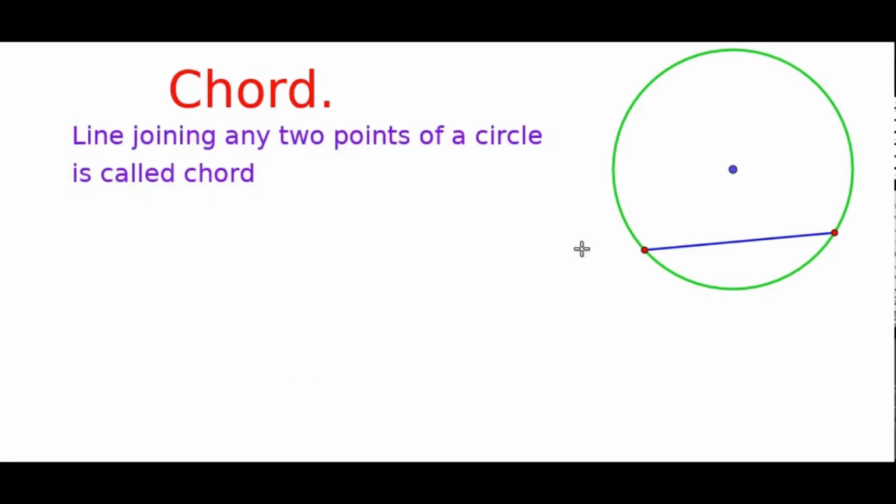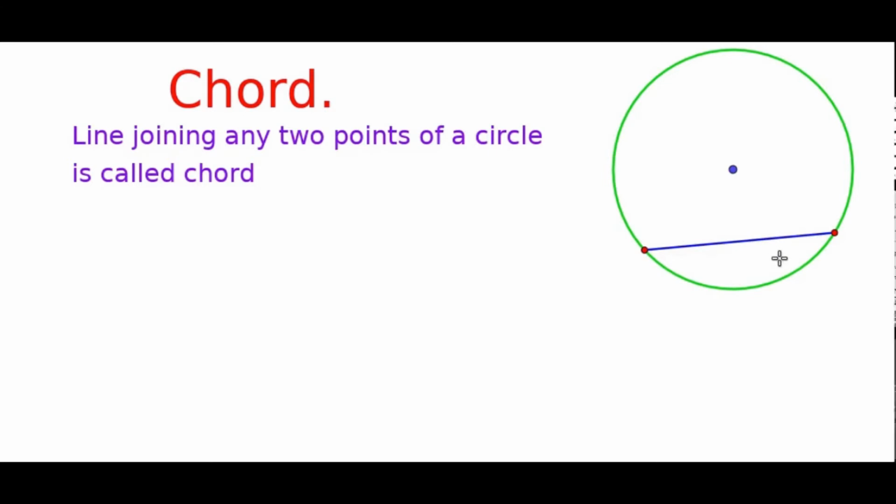Okay, then if we join 2 points through the center, that means like this. Now here I have joined 2 points through the center, and this one is the longest chord. We call it diameter of the circle. Okay, therefore diameter is also a chord. Now the line joining any 2 points of the circle, we call it chord.